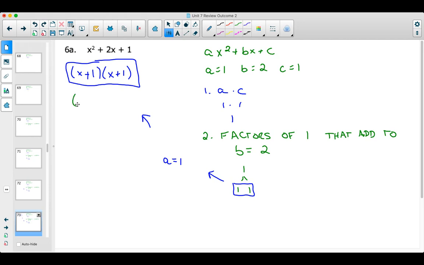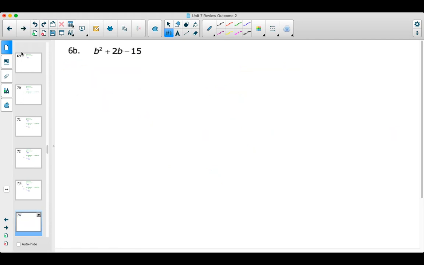Example 6b. Again, I'm starting with ax squared plus bx plus c. A is 1, b is 2, and c is negative 15. I'm going to multiply a times c. That's 1 times negative 15, which gets me negative 15. Then I'm going to find the factors of negative 15 that add up to 2.